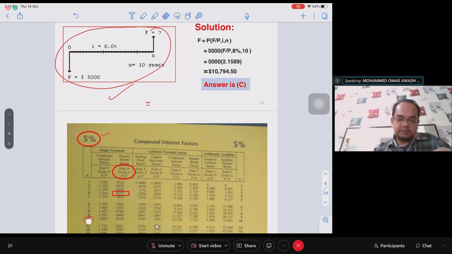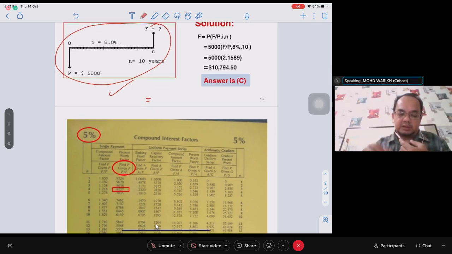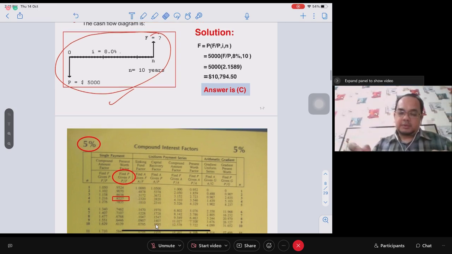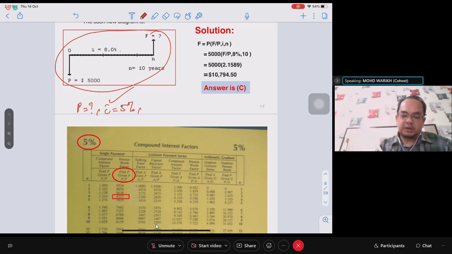Excuse me, doctor, can you explain again how to find it? Don't worry about it. Okay, I explain again, refer to this example table, right? So let's see, in the example you have to find P. i is 5%, and then you use the column P over F.